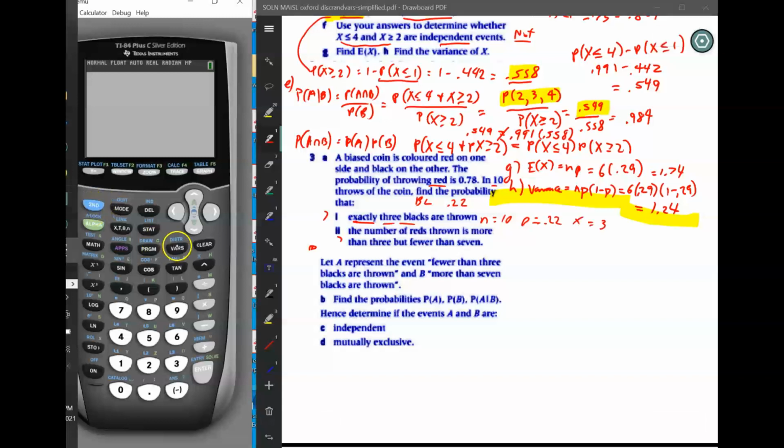So let's do that. Second distribution, and we'll go to PDF because it's exactly. And we're going to put 10 and 0.22 and the x value of 3. And we get 0.224.